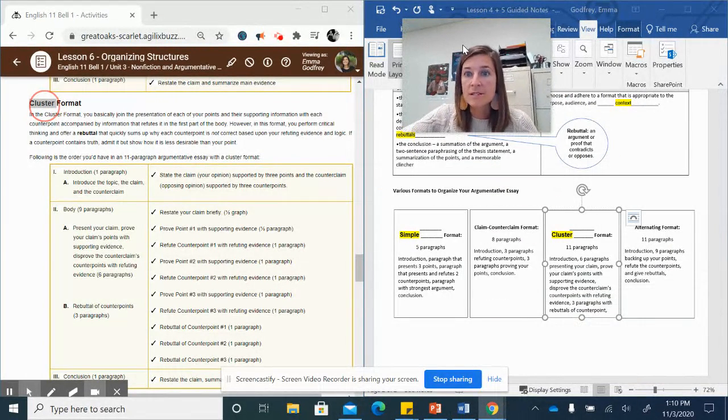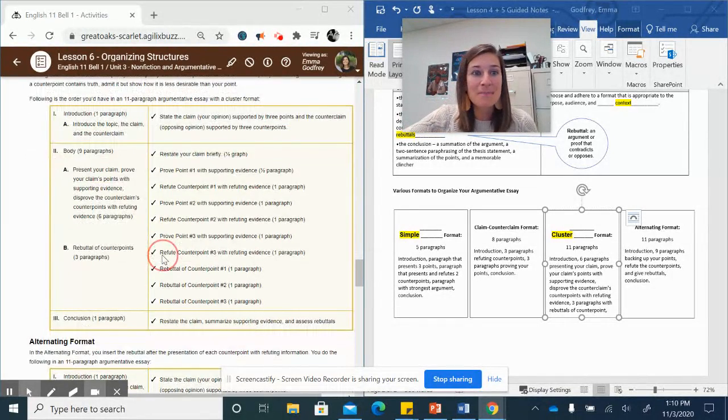All right, I'm just going to tell you for these next 2, ain't nobody got time to be writing 11 paragraph essays, but you need to be familiar with this format to be able to answer these questions. So for this one, you have an introduction, 6 paragraphs presenting your claim, your side, points of evidence, and then disprove, overcome the other side, 3 paragraphs with rebuttals and counterpoints.